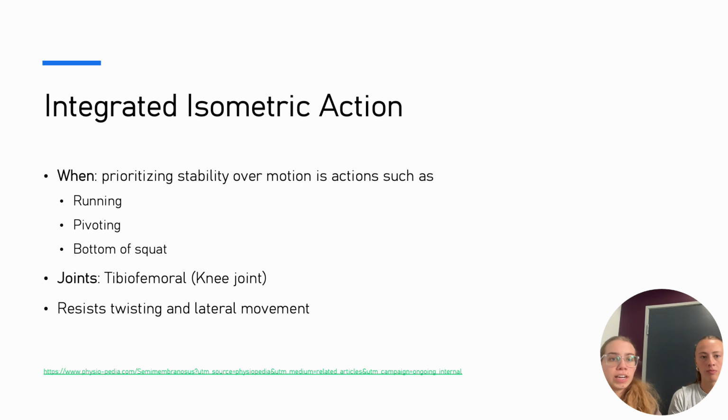The integrated isometric action is when the force produced by the muscle is equal to the force on the muscle, so there's no movement happening. The semitendinosus does an isometric action to stabilize the knee when it needs control rather than movement, and it controls rotational and lateral forces to prevent excessive twisting or sideways movement, and it also helps to protect the meniscus and the knee ligaments.